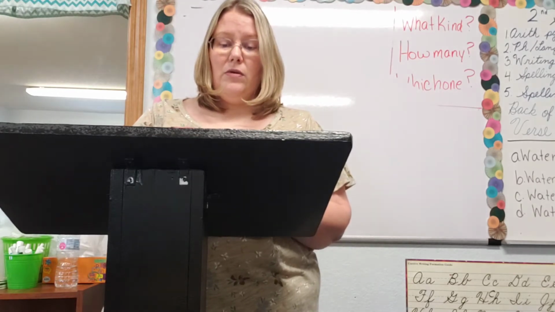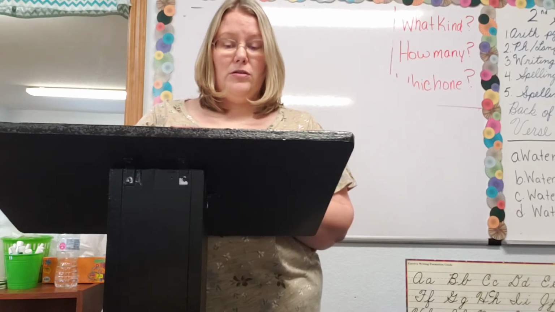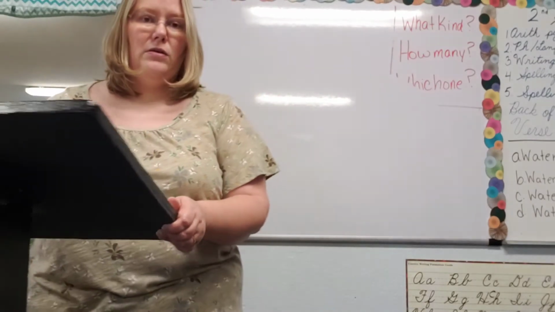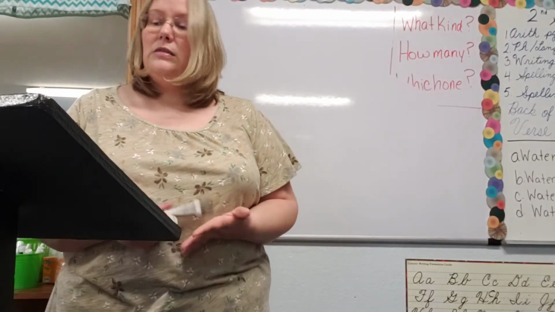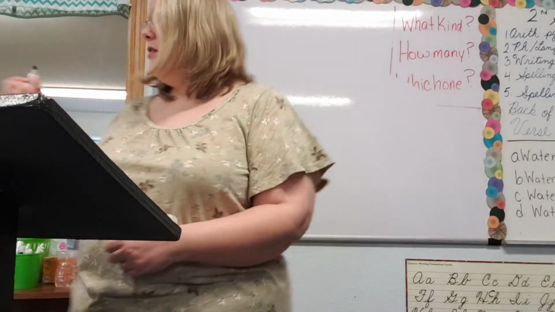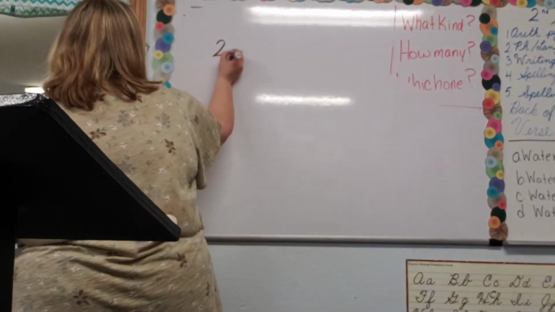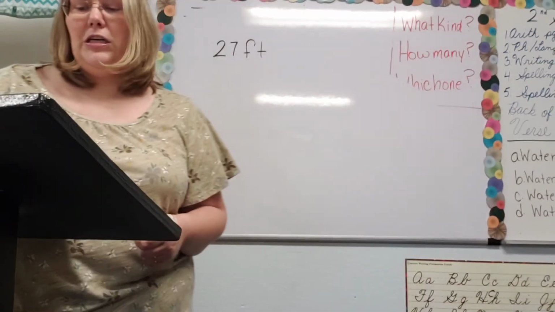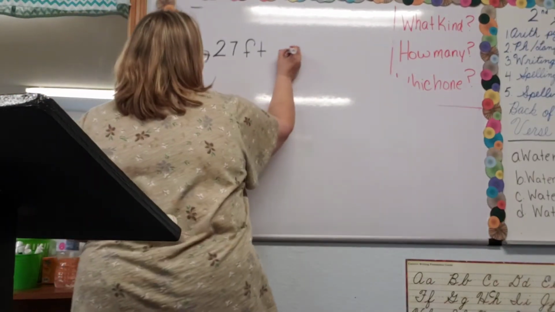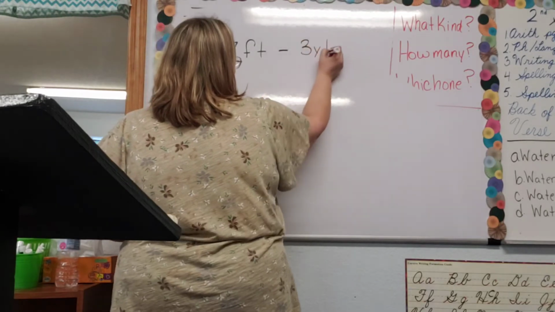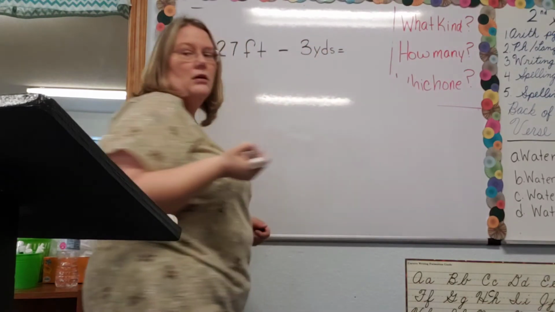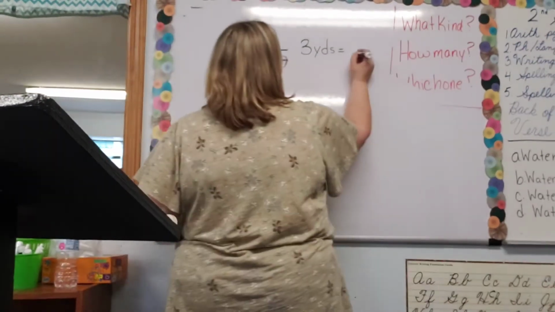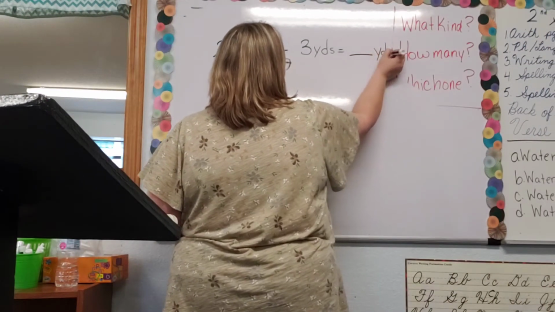Okay, this is going to be one of our conversion of measures, and we're also going to have to subtract. So I want to go over this with you, make sure we all understood. It says Mrs. Williams has 27 feet of cloth. So in my box, I'm going to write 27 feet. And then it says she used 3 yards of it, so minus 3 yards. And then it says how many yards does she have now? So we want to know how many yards.